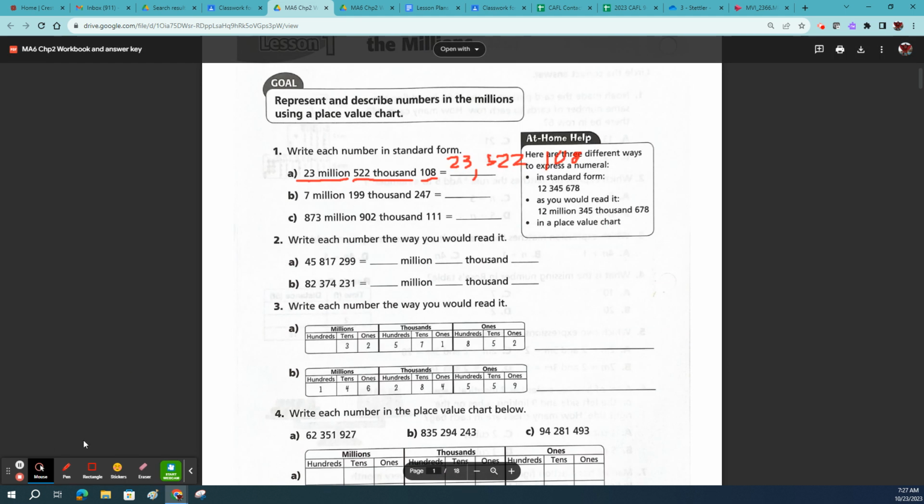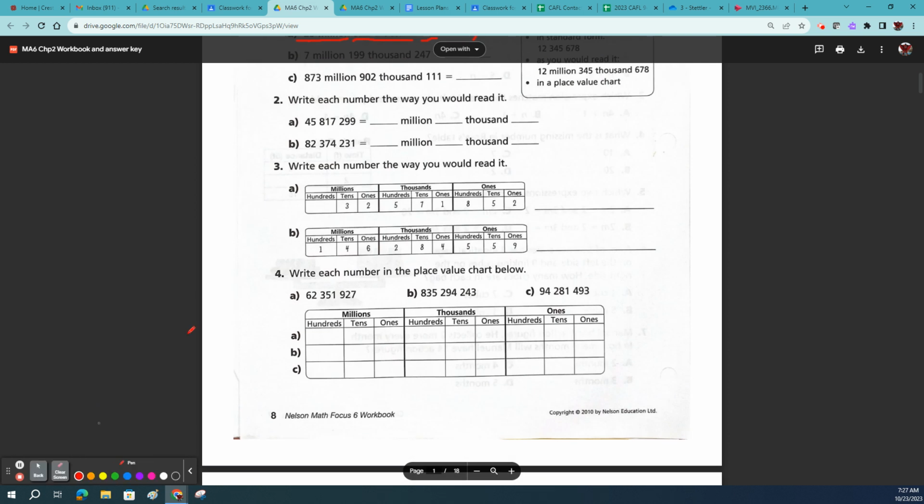Nice and easy. The next question says write each number the way you would read it. How many millions do you have? Look at the periods in the standard form. How many millions? Then the thousands. How many thousands? Which period here is the thousands period? And then how many ones? Which period's the ones? Should be straightforward.